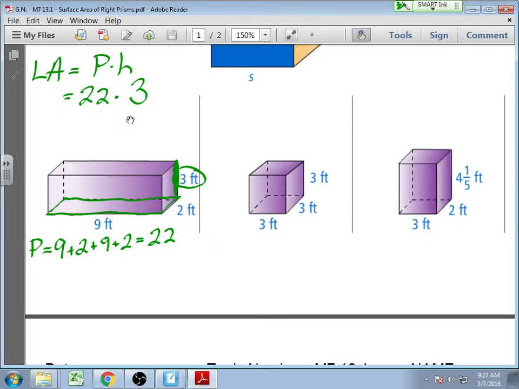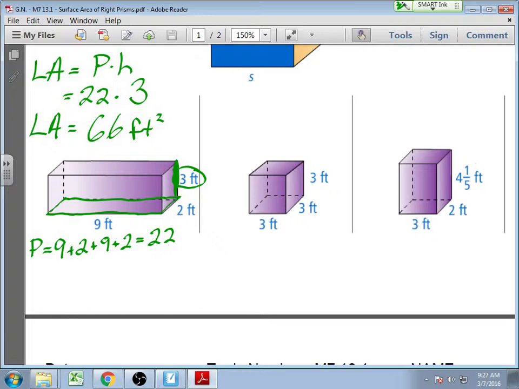That's my height. Why didn't you just do 9 times 2 plus 2? What? Oh, yeah, you can. Because you could do length plus width times 2. I mean, there's a lot of different ways. I just showed it out like that to just show what we were doing. So, my lateral area becomes 66 feet squared. Because remember, it's area. We got to have a label on it.